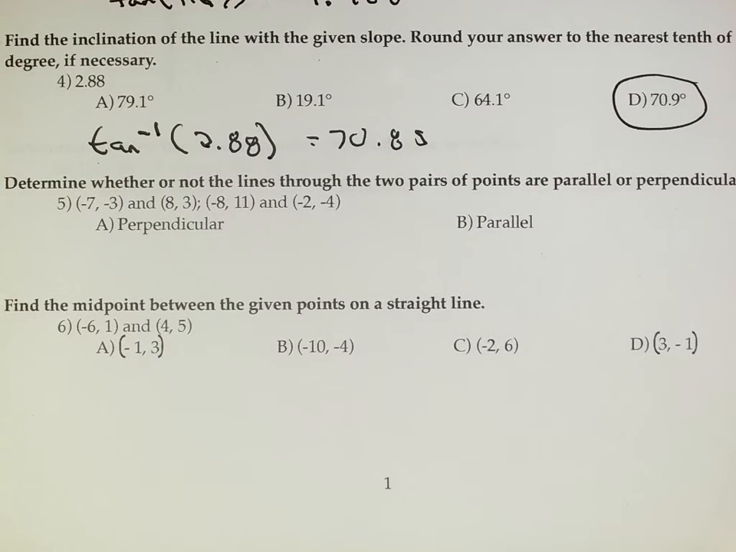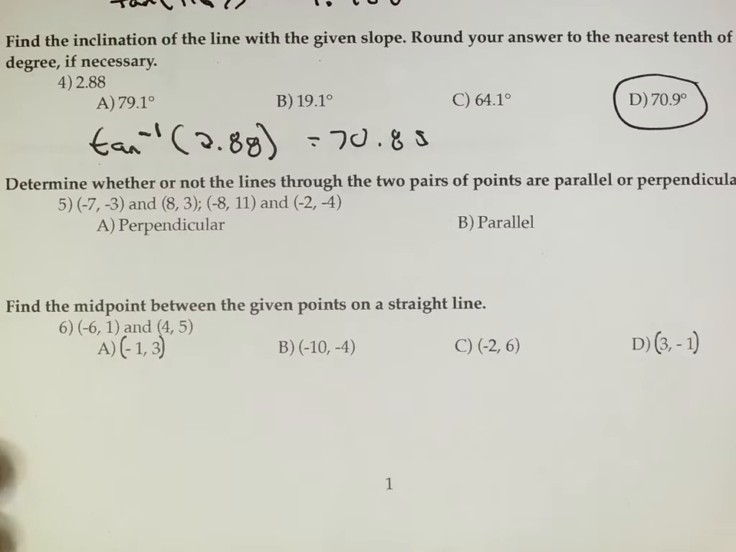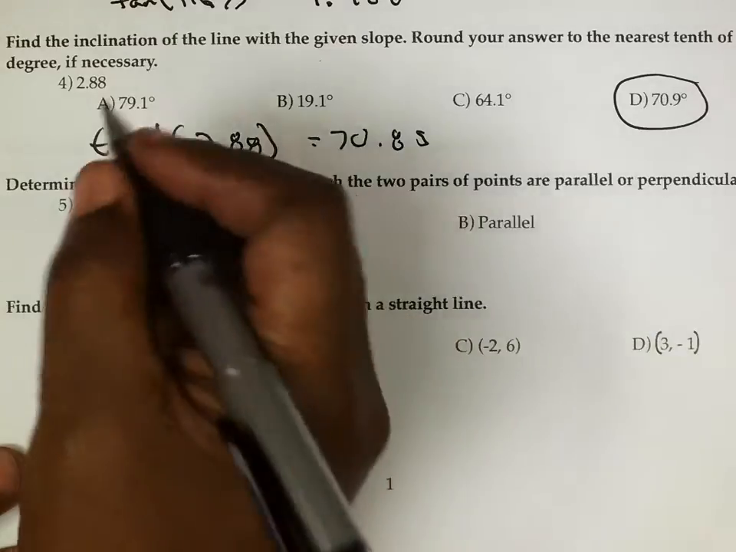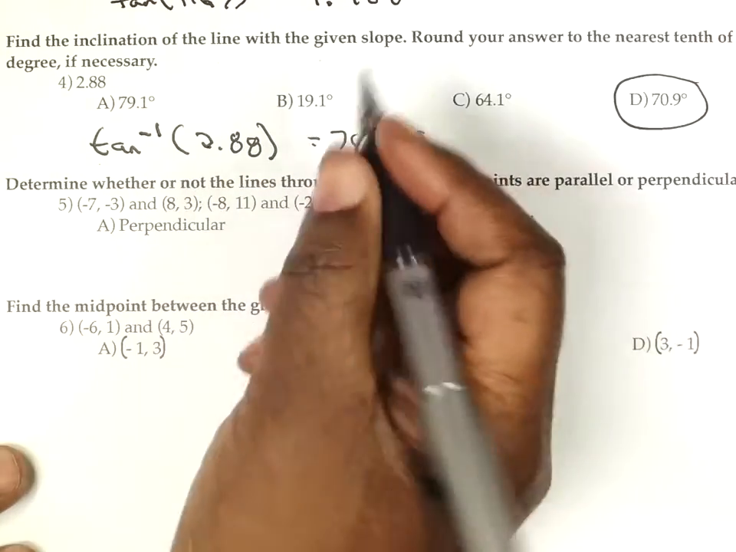Alright, number 5, we want to determine whether the lines that go through these points are parallel or perpendicular. So remember, parallel has the exact same slope. Perpendicular, they're opposite signs, and then they're flipped over. So we just have to find the slope of both of these.